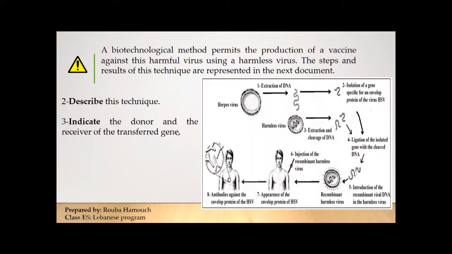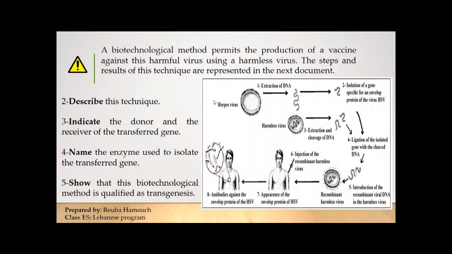So, who is the donor and who is the receiver of the transferred gene? The donor is the herpes virus. The receiver, we have the harmless virus, and we have the human being. What is the enzyme used to isolate the transfer gene? It's the restriction enzyme used to cut and to isolate the gene of interest.